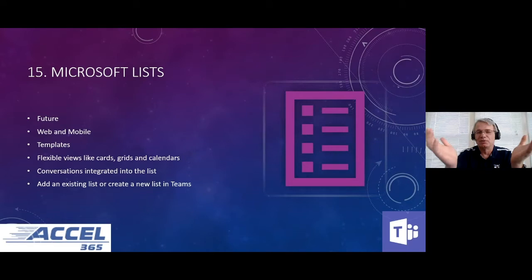So there's a web version, a mobile version like Teams. You have a web app and a mobile app. You can create templates and all for your lists. There's different types of ways of viewing them. You can view them as cards, grids, calendars.